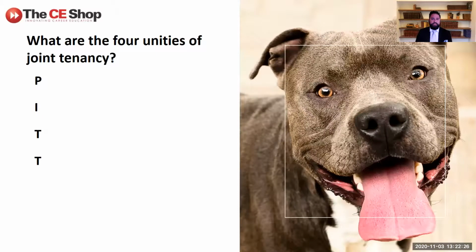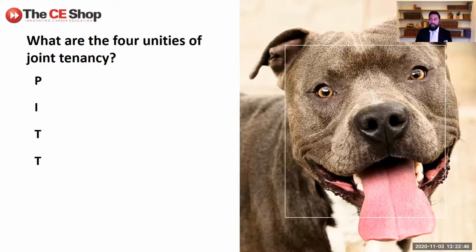Now, the 4 unities of joint tenancy. We get really confused when we talk about co-ownership and the difference between tenant in common and joint tenancy. The thing you have to remember when it comes to joint tenancy is always think about the right of survivorship. All right, that's really important. You want to write that down, right of survivorship.